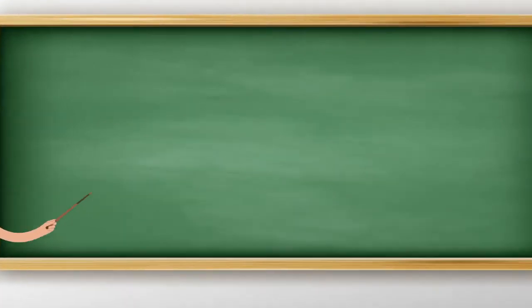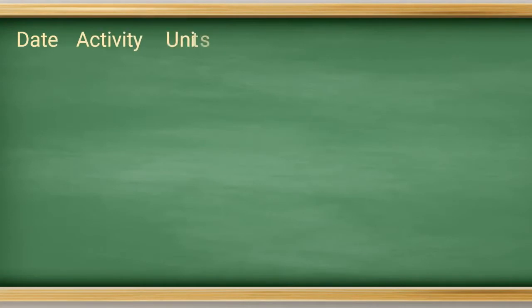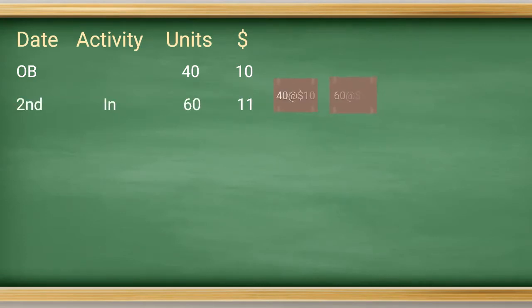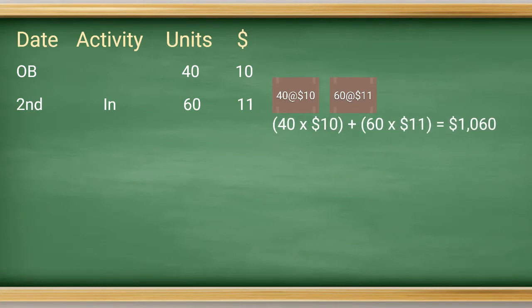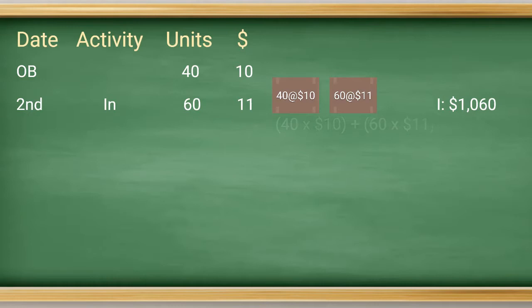So here's another example. Our starting inventory for the month of June is 40 units at a cost of $10 each. Our first activity is a purchase on June 2nd of 60 units at $11 each. At this point, our inventory balance is $1,060, which is the 40 units at $10 each and the 60 units at $11 each.